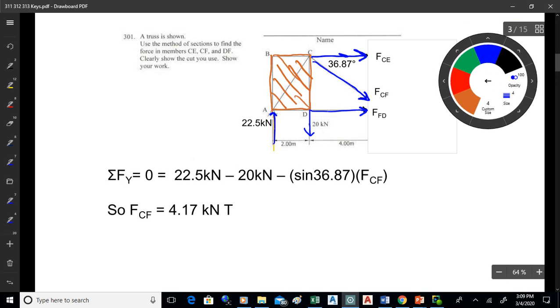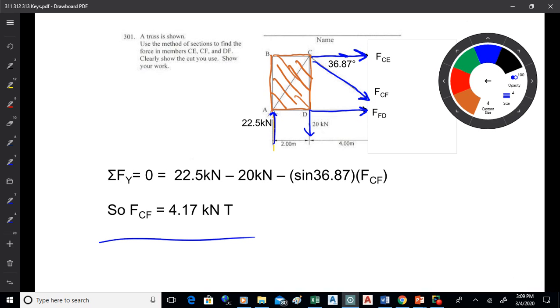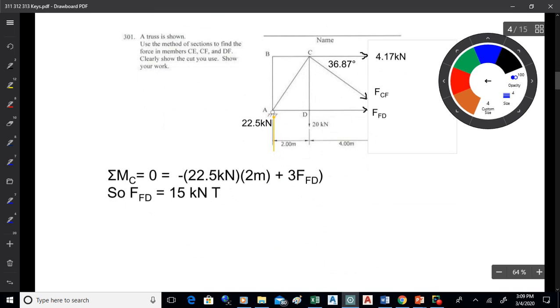So if you want to find that force CF, you just go sum of Fy. You got 22.5 up, 20 down, and sine of the angle times FCF down, so you can solve for FCF. Okay, doing all right with that? I think so. All right. You might then, working the same thing, take a moment about C there. That will allow you to solve for FFD.